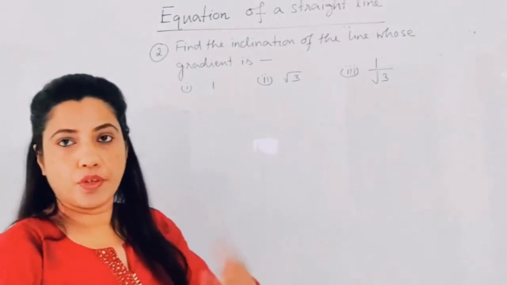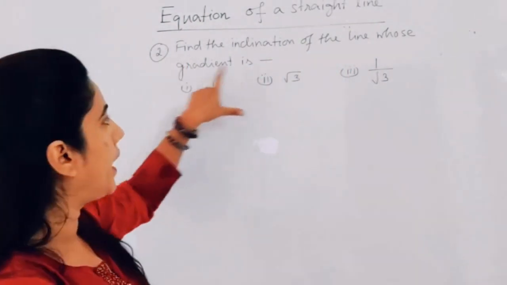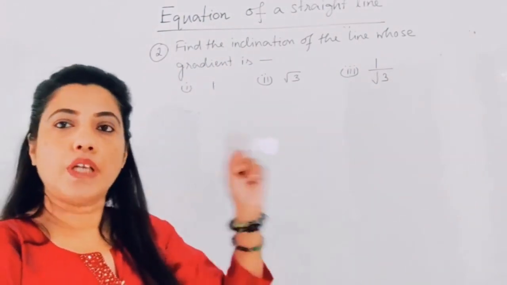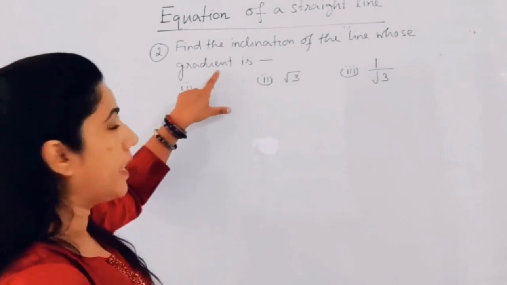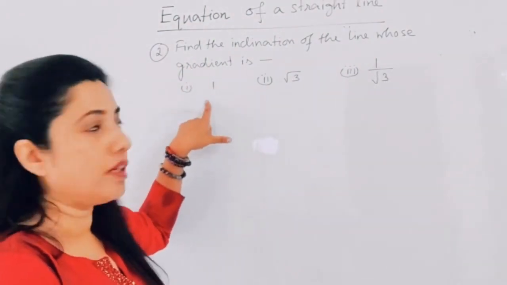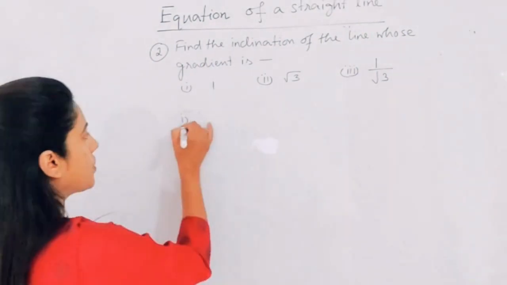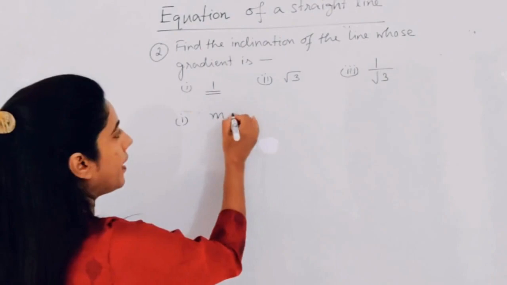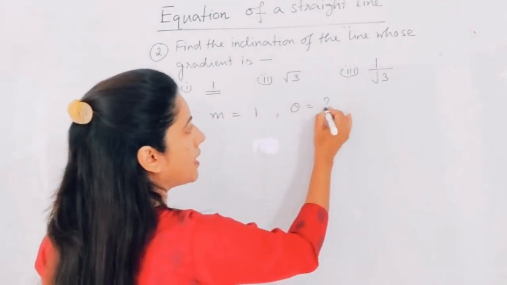The second sum is just reverse of the first one. Find the inclination of the line whose gradient is given. In the previous sum, it was an inclination given and you had to find out the slope. Now the gradient or slope is given and you need to find out the inclination. Let us start with the first question. Gradient is 1. Gradient is denoted by m. M is given 1. And you need to find out the inclination, that is theta.